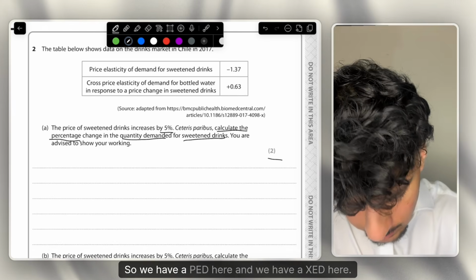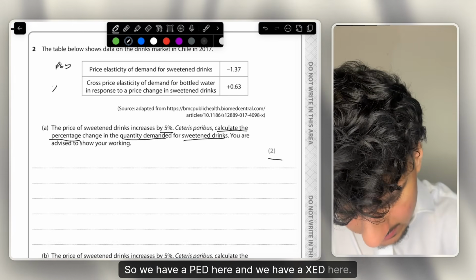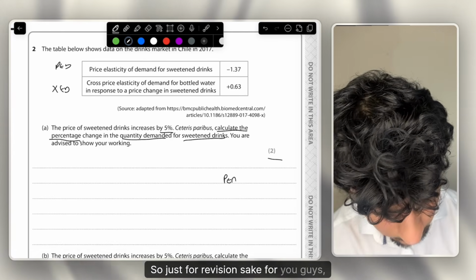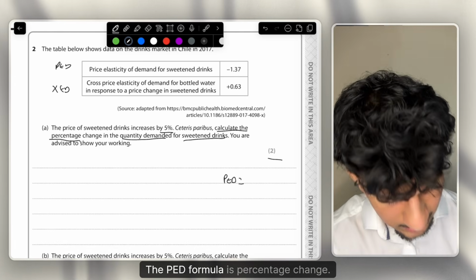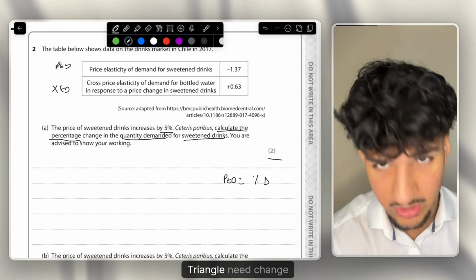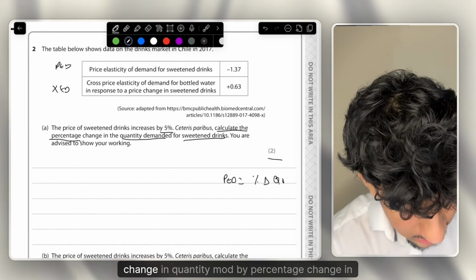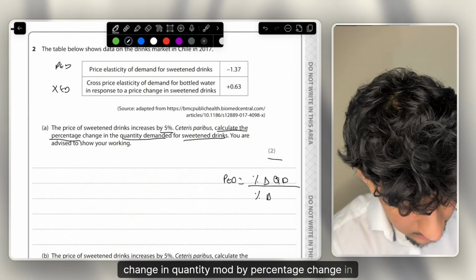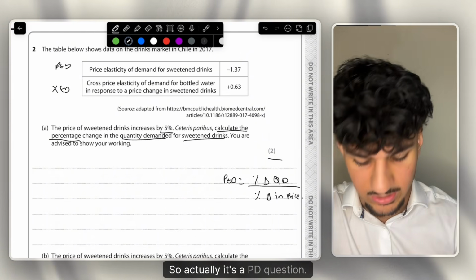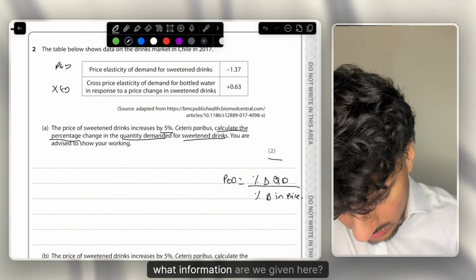So we have a PED here and we have an XED here. So just for revision's sake for you guys, I am going to write out the PED formula. It's percentage change, triangle means change by the way. Percentage change in quantity demanded divided by percentage change in price. So that actually is a PED question. What information are we given here?